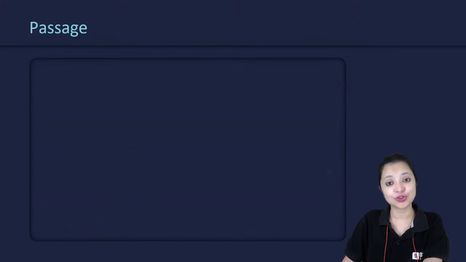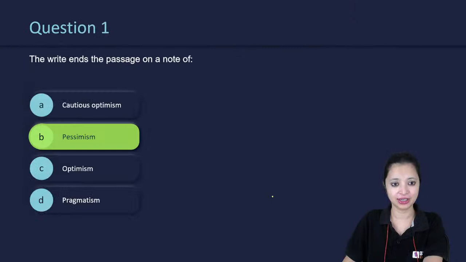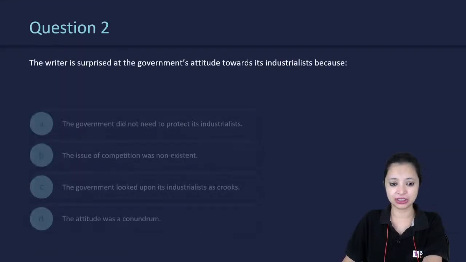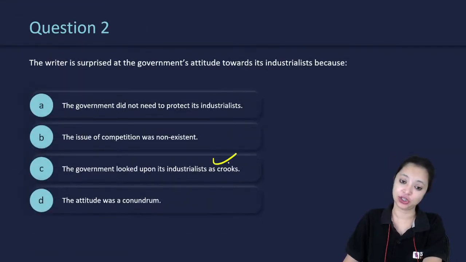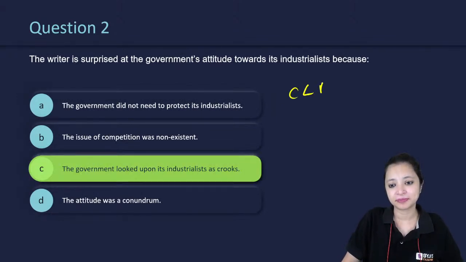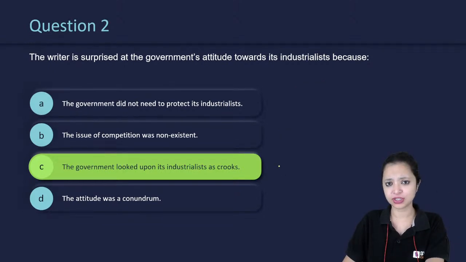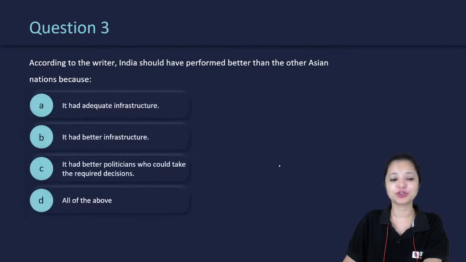I'll tell you the source of the article, okay? The correct answer, by the way, for that question is that the government considered the industrialists as crooks. That's the correct answer here. The source of the passage is the SLAT 2015 paper. This appeared in SLAT 2015. The passage was written long back before that, but it looks very familiar to us today, right? Let's look at question number 3.